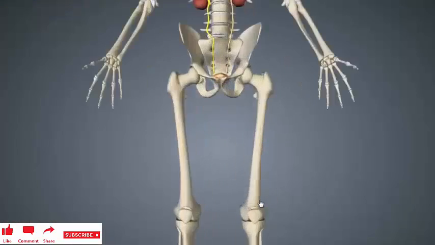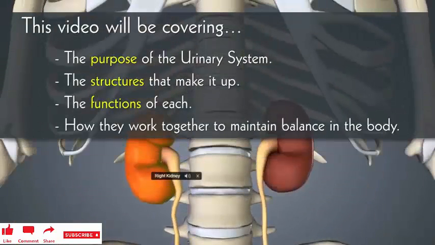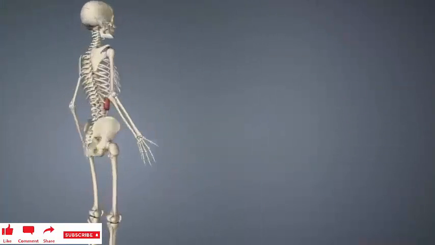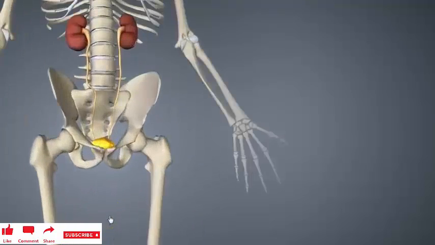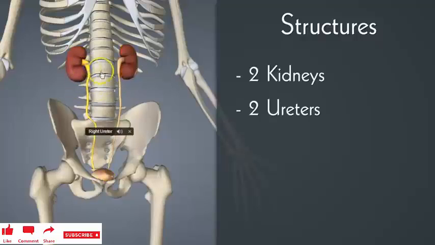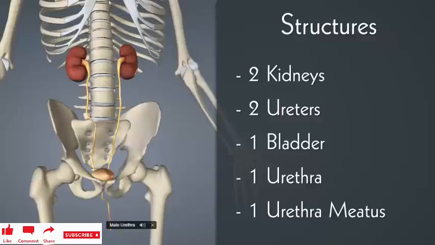In this introductory video on the urinary system, however, we'll just be taking a look at the purpose of the urinary system, the structures that make it up, the functions of each, and how they work together to maintain balance in the body. The urinary system, much like the integumentary system, doesn't have many parts, but they are truly essential to the survival of the human organism. Let's take a look at the basic anatomical structures of the urinary system. They are 2 kidneys, 2 ureters, 1 bladder, 1 urethra, and the urethra meatus.